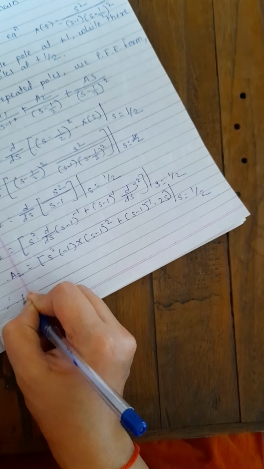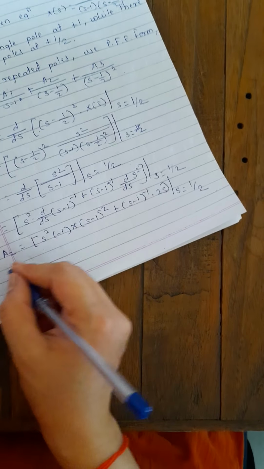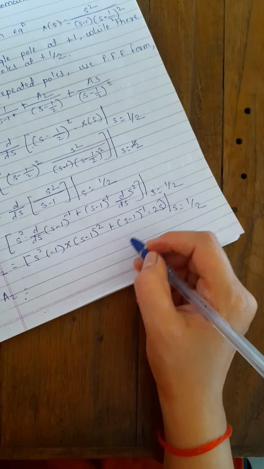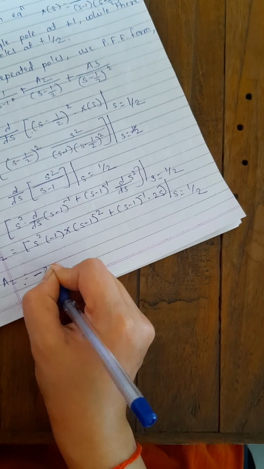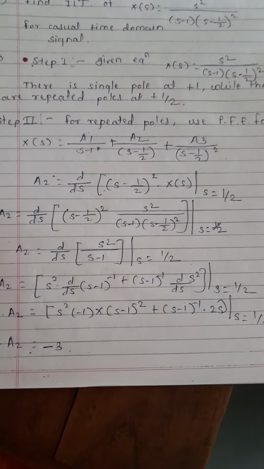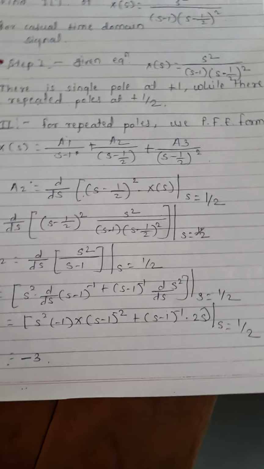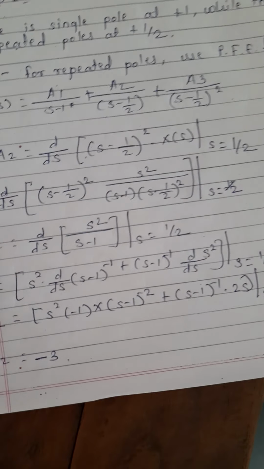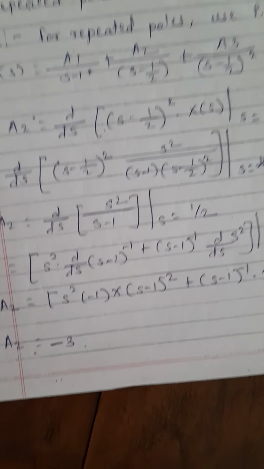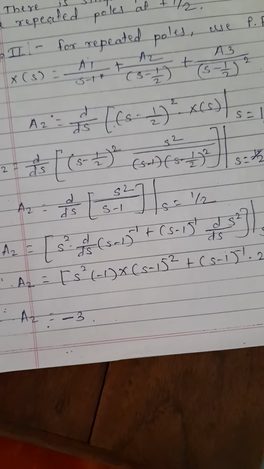Now we substitute the value of s here. So a2 is, we have to substitute the value of s here, and by solving we get minus 3. So here a2 is minus 3. As this second term is the added term, we have to take the derivative to find the value of a2, and in this way we can find the value of a2.